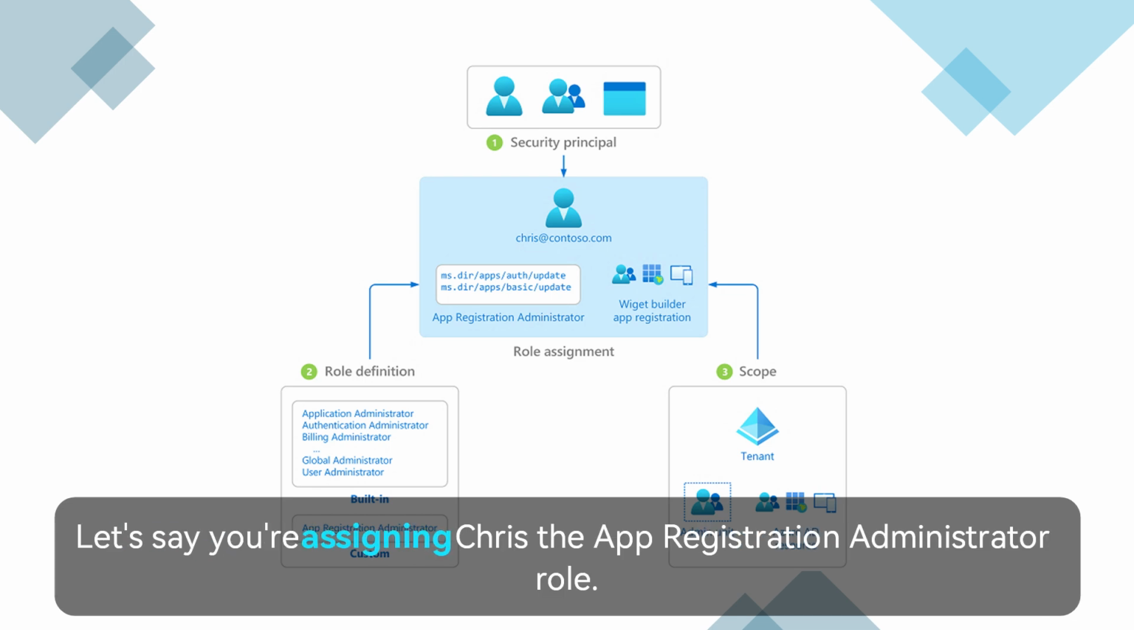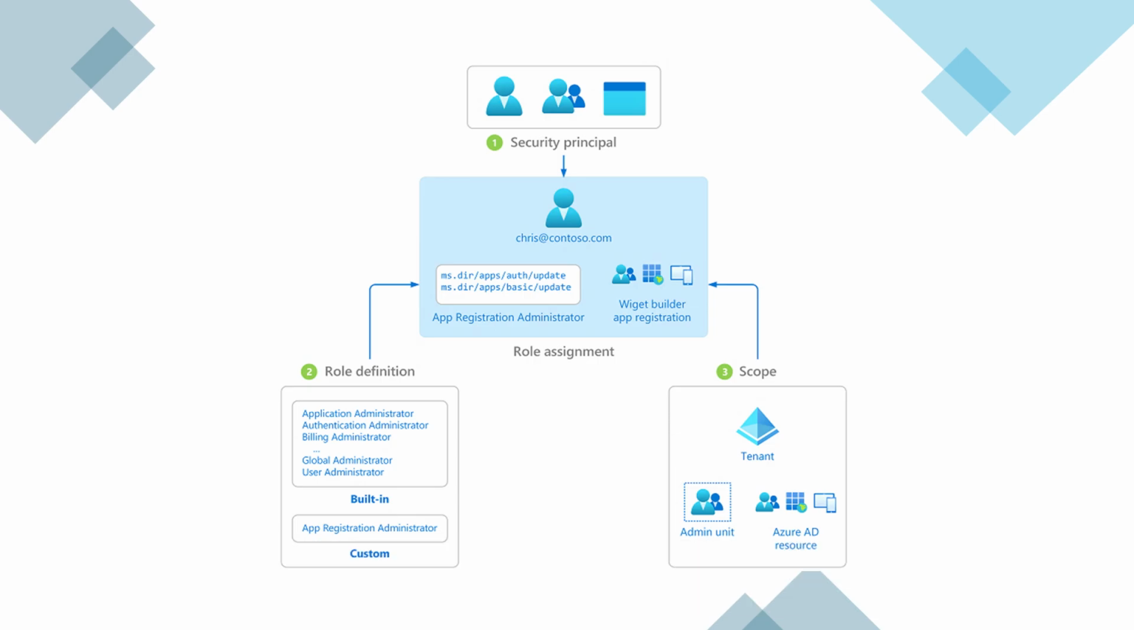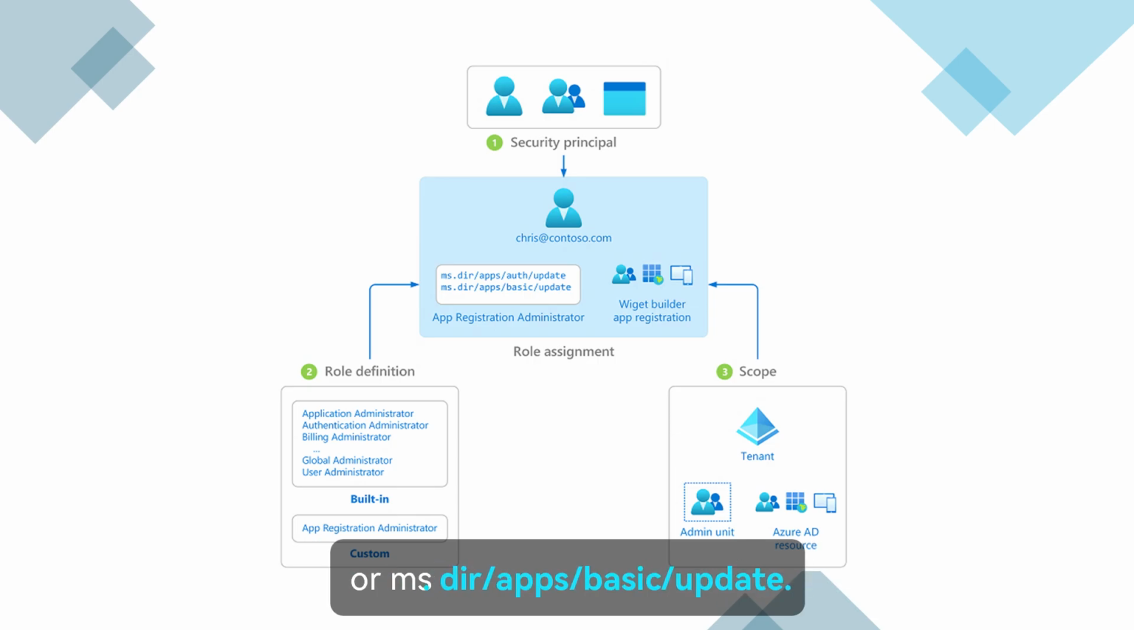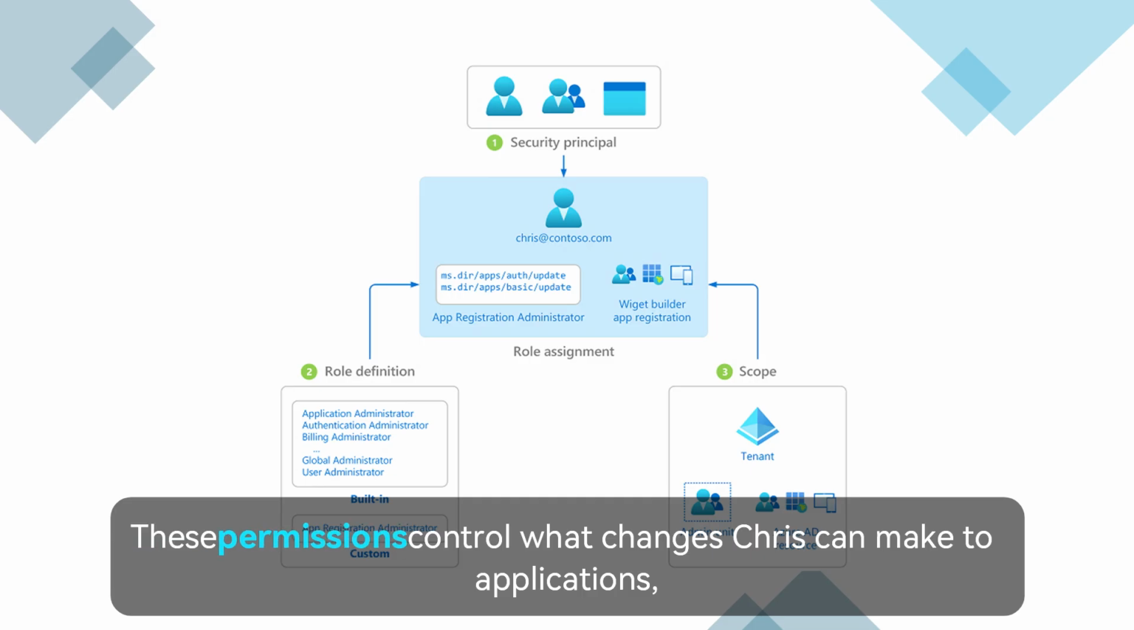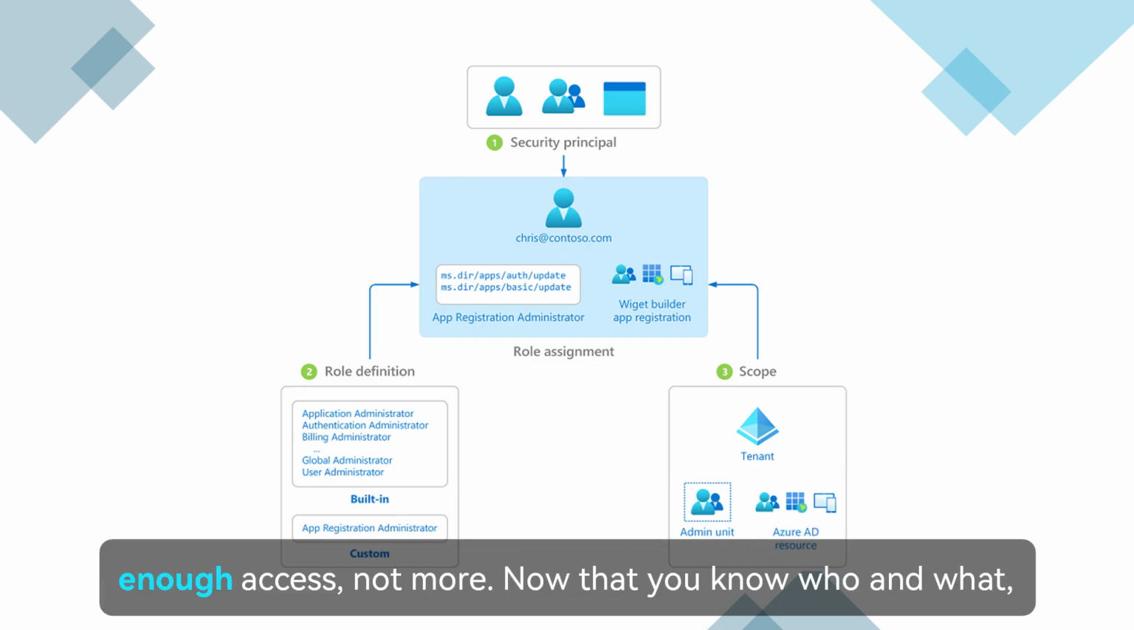Let's say you're assigning Chris the App Registration Administrator role. This lets him perform actions like microsoft.directory/applications/authentication/update or microsoft.directory/applications/basic/update. These permissions control what changes Chris can make to applications, like modifying authentication settings. This ensures you're giving him just enough access, not more.